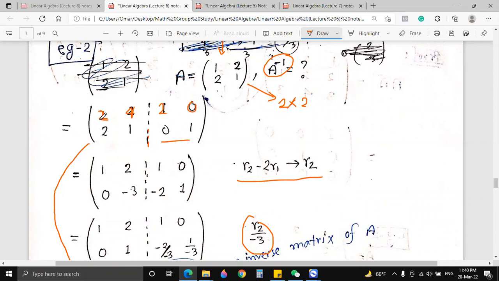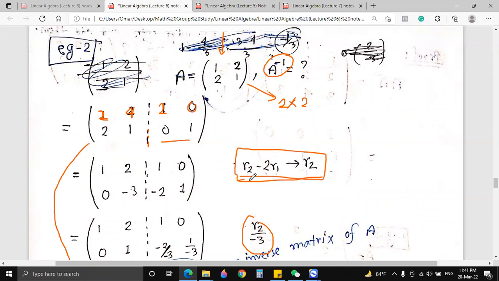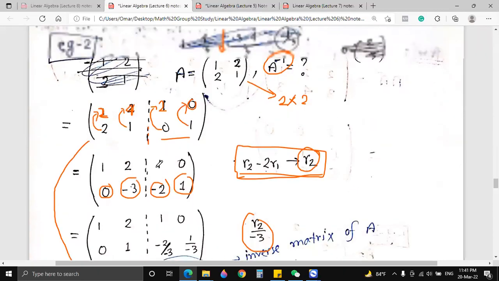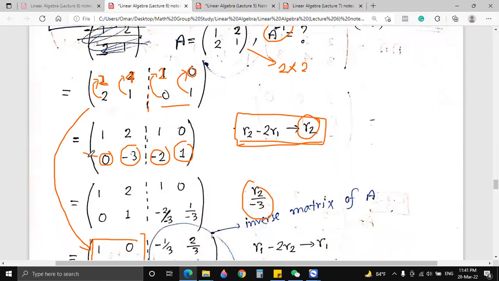And then we subtract the first row from the second row. Okay, here is the operation, and we substitute the value to the second row. So R2 minus 2 into R1, that means 2 minus 2, that is going to be 0. 1 minus 4, that is minus 3. 0 minus 2, that is minus 2, and 1 minus 0, that is 1, right? So we got this value as 0.